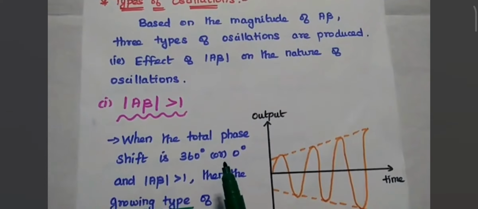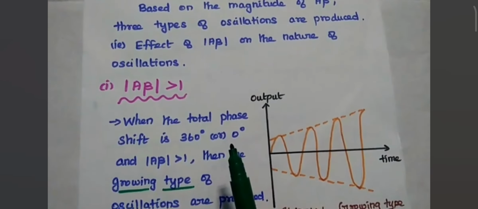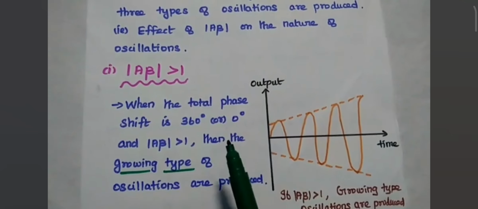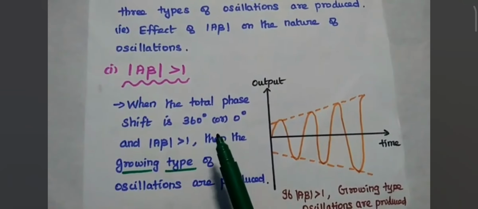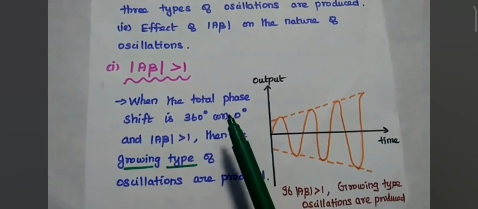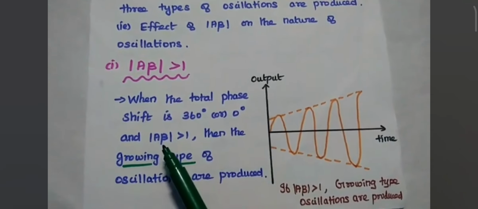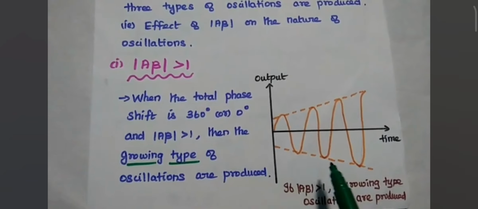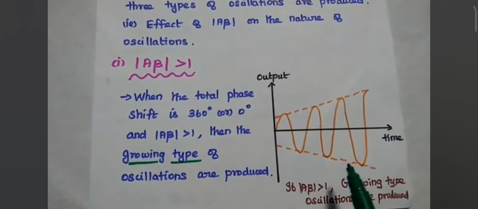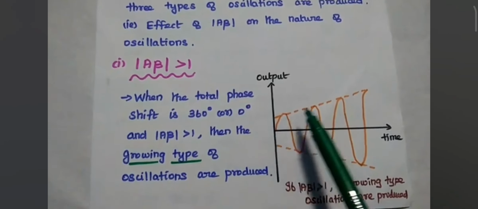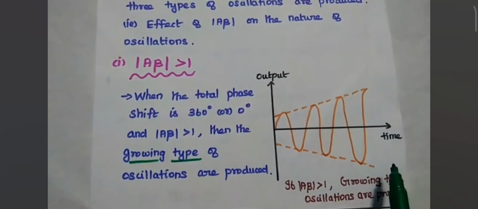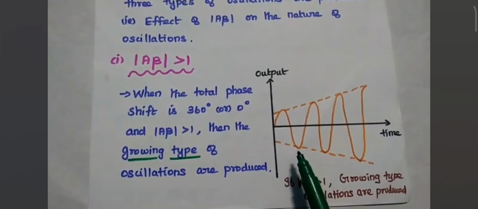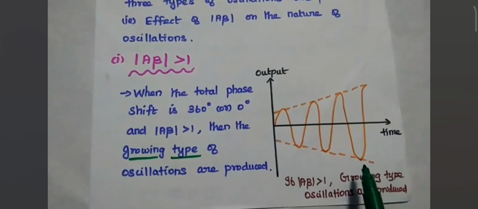So first one is modulus of A beta is greater than 1. What will happen? When the total phase shift around the closed loop is 360-degree or 0-degree, that first condition is okay. Here the next condition is greater than 1. In that case, the growing type of oscillations are produced. Do you all understand? Growing means it is exponentially increasing its amplitude. So it can generate the signal, but its amplitude is exponentially increased.